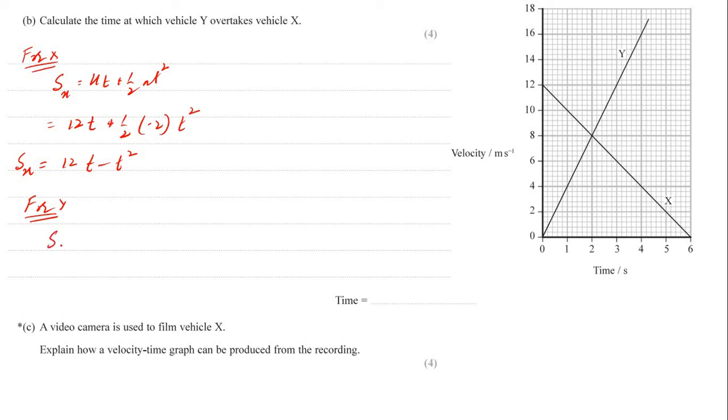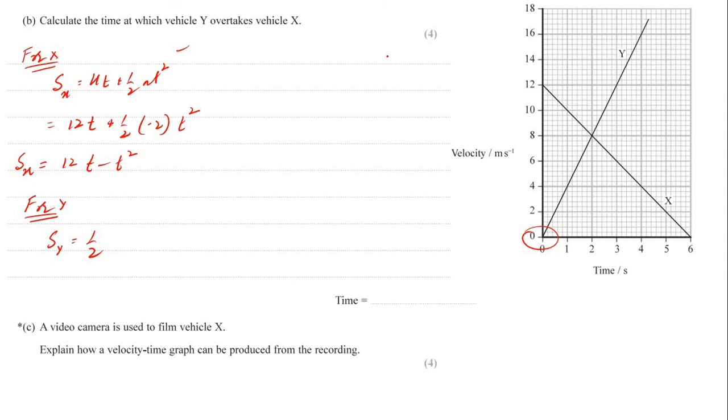So S is equal to Sy. So initial velocity is 0. I'm going to use the same formula. Initial velocity of vehicle Y, you see it is 0. So the first term ut is gone, plus half of a. A is the acceleration, and you can find the acceleration from the graph.